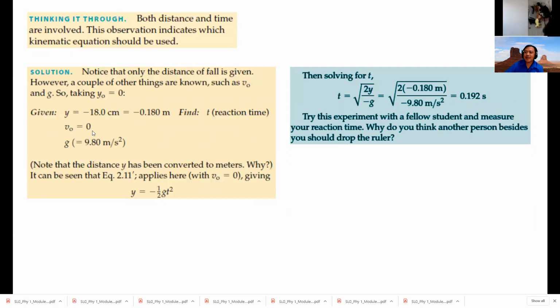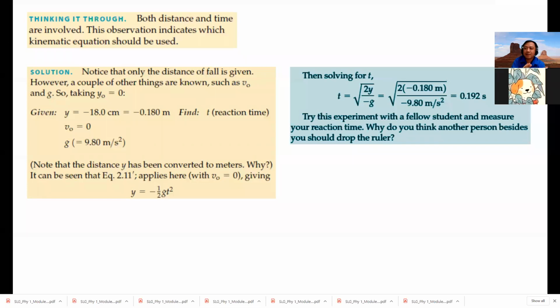So v naught there is 0 because it's dropped. Take note in a problem, if the object is being dropped, the initial velocity is 0. And of course, though it is not given in the problem, take note, if it is a free fall, you just have to use the g, which is 9.80 meter per second squared. So from among the equation, unsa may magamit nga equation? So you can have y equals y naught plus v naught t, but y naught is 0 and v naught is 0. So mahabilin is negative 1 half gt squared.